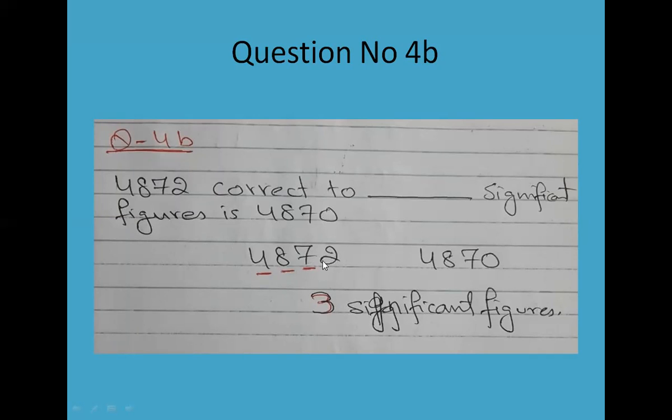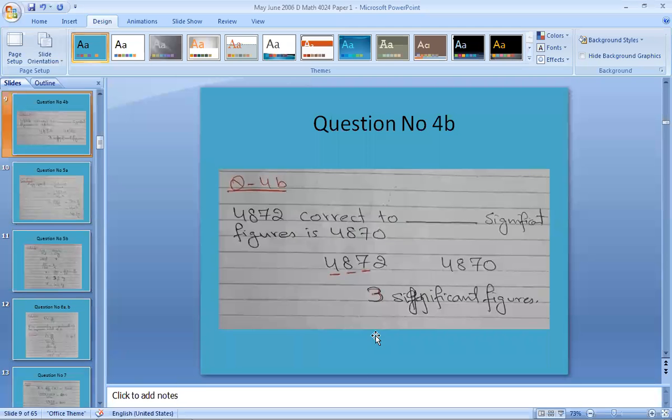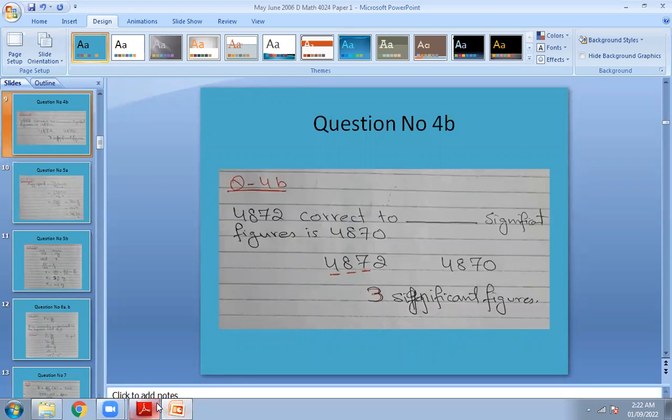And because it's 72, it will become 70. So he kept these first 3. So how many significant figures are there? There are 3 significant figures. So here you have to write 3. Okay.